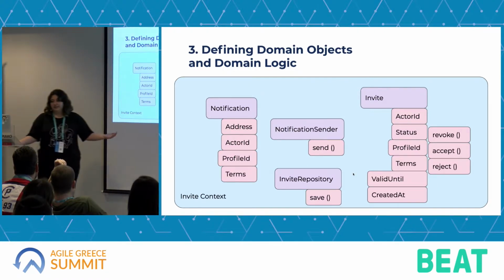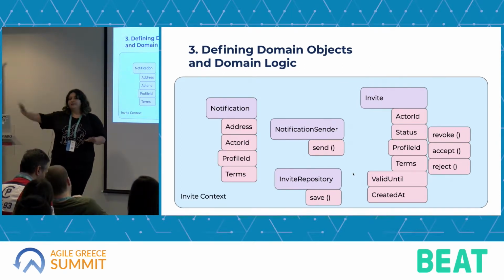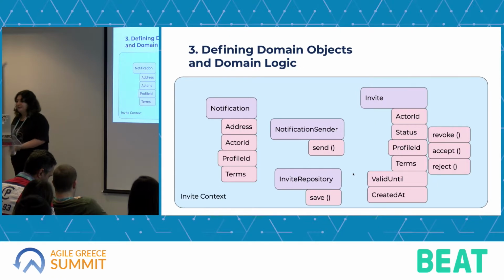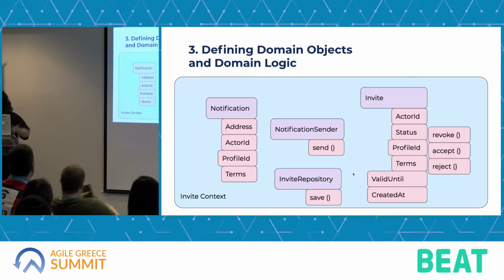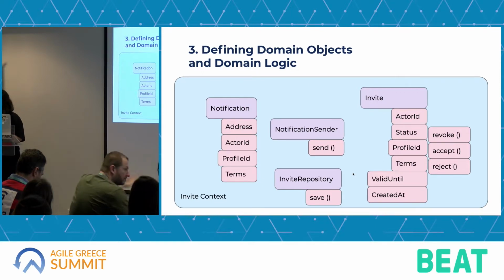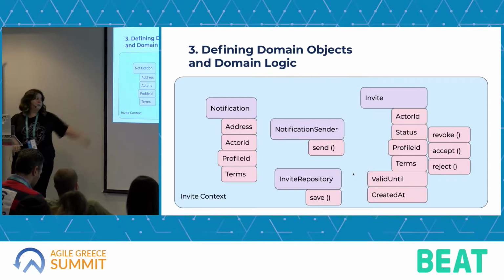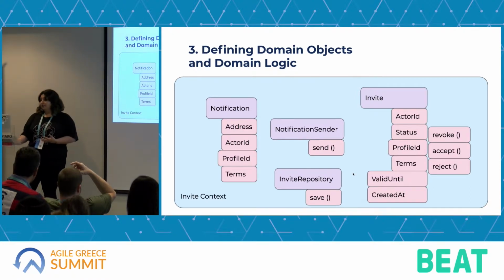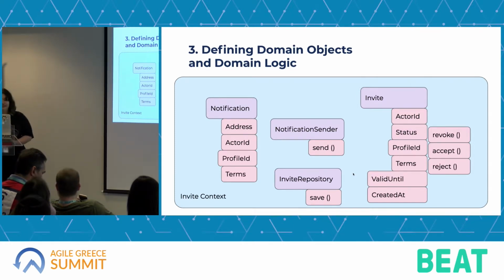You should send the notification. You should make sure that you can save an invite to some place. I don't care if it's a database or text file or you write by hand, but this is the function that you have to do for this operation. And an invite itself would have who sent this invite, the actor of the invite, what is the status of this invite, who this invite is for, and what are the terms of this invite. And validity and created were the things that we came up with. So I can revoke an invite, I can accept an invite, and a user can reject an invite as well.